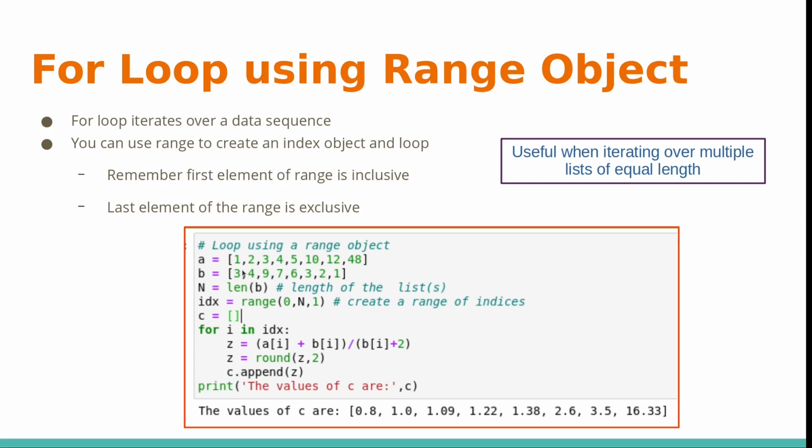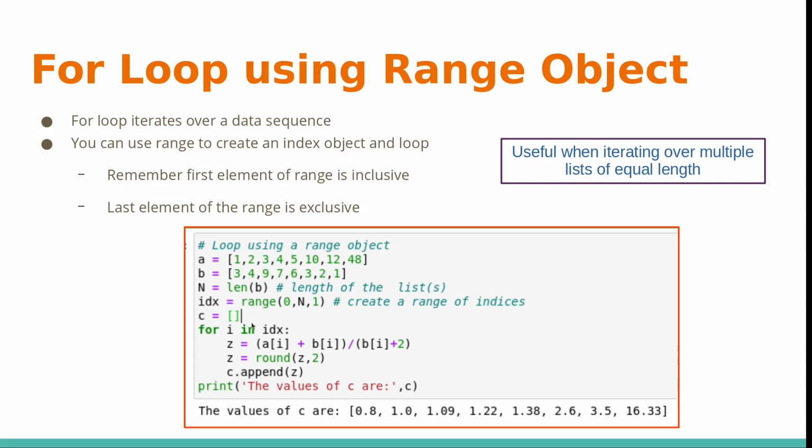A of 0 is 1. B of 0 is 3, so the numerator is 3 plus 1, which is 4, and the denominator is 3 plus 2, which is 5, so I have 4 divided by 5, which is 0.8. It goes down, rounds it to 2 decimal places if necessary, and then appends it to this C. So C dot append, the value of Z is getting appended to C.